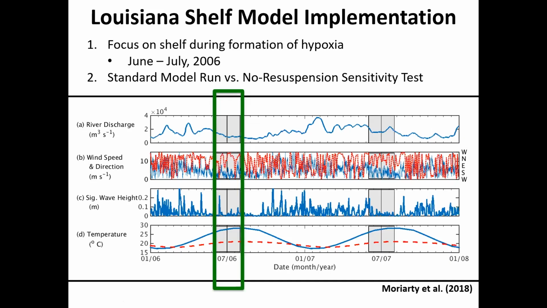We implemented this model for a 2-year period, 2006 through 2007, but specifically we focused on these early summer periods when hypoxia was forming and being maintained on the shelf. Although I'll come back later in the talk to the fall of 2007, because of Hurricane Humberto. The time period that I'll focus on first was characterized by some small storms, but no hurricanes.